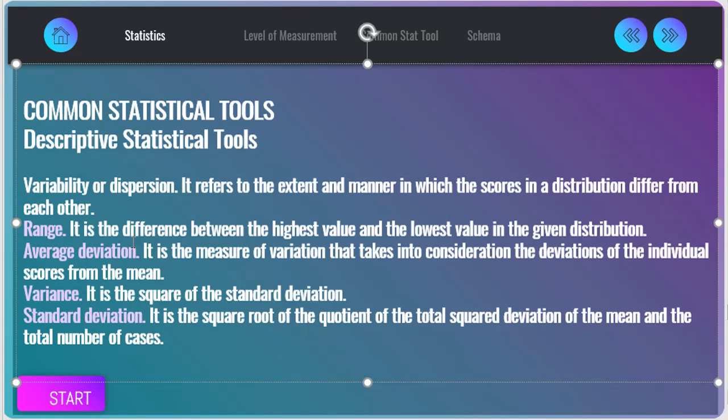Range refers to the difference between the highest value and the lowest value in the given distribution. Average deviation is the measure of variation that takes into consideration the deviation of individual scores from the mean. Variance is the square of the standard deviation, while standard deviation is the square root of the quotient of the total square deviation from the mean and the total number of cases.